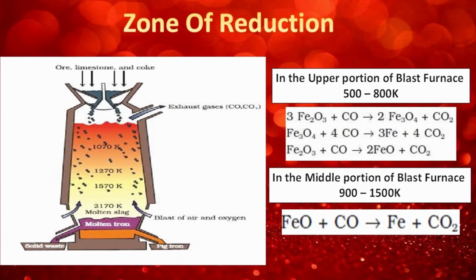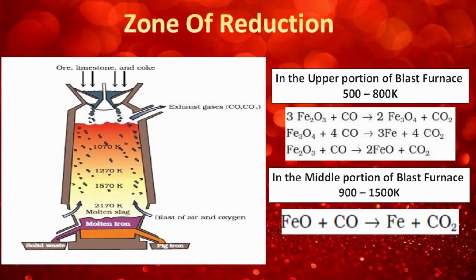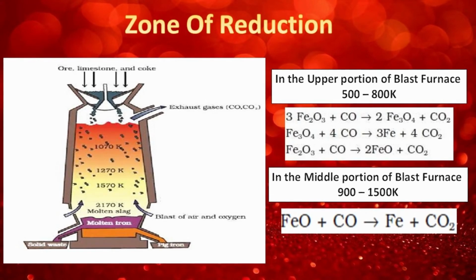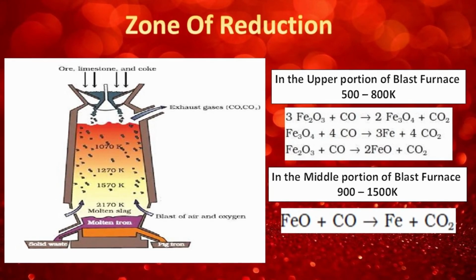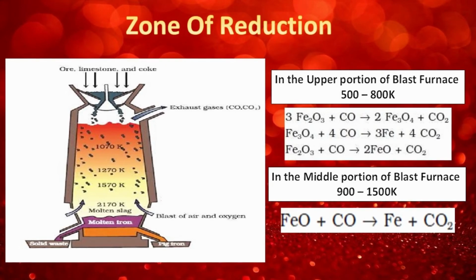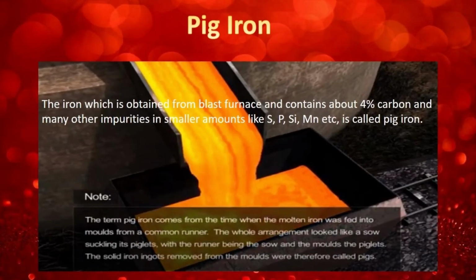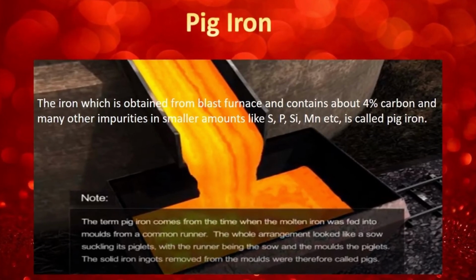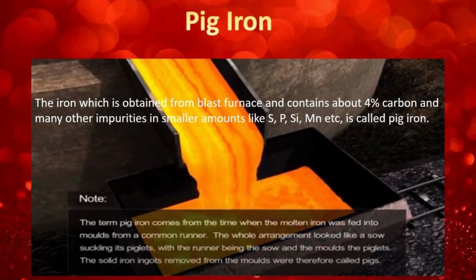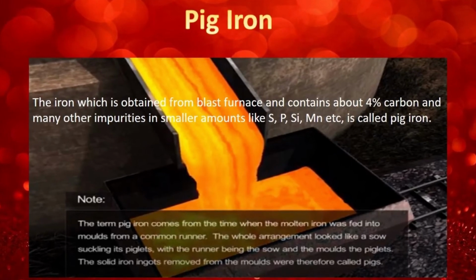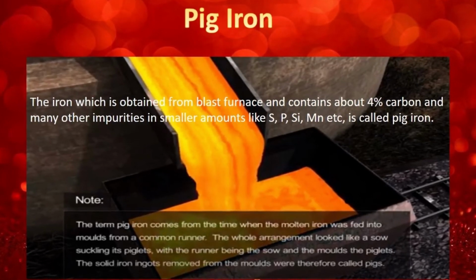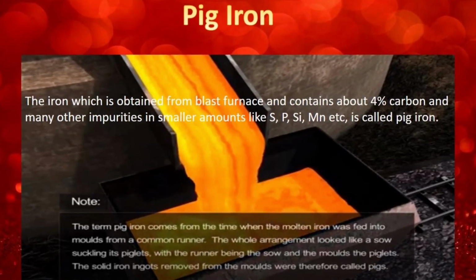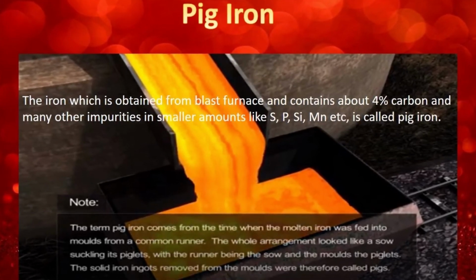The examination point: all the balanced chemical equations have to be memorized because they may ask you to write the chemical reactions involved in the extraction of iron at 500 to 800 Kelvin. Now let's see what is pig iron. The iron obtained from blast furnace contains about 4% carbon impurities and many other impurities such as sulfur, phosphorus, silicon and manganese in small amount. This is known as pig iron.